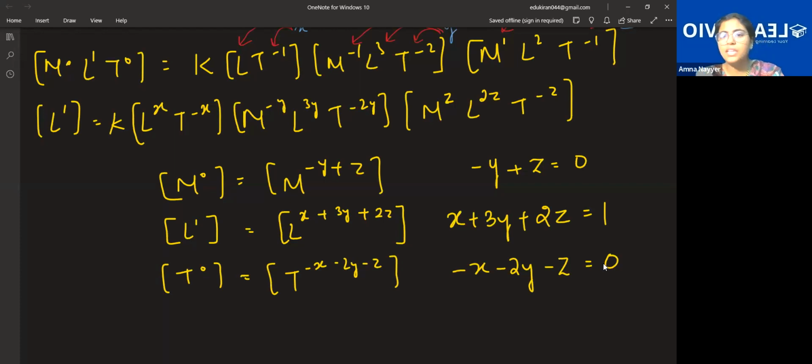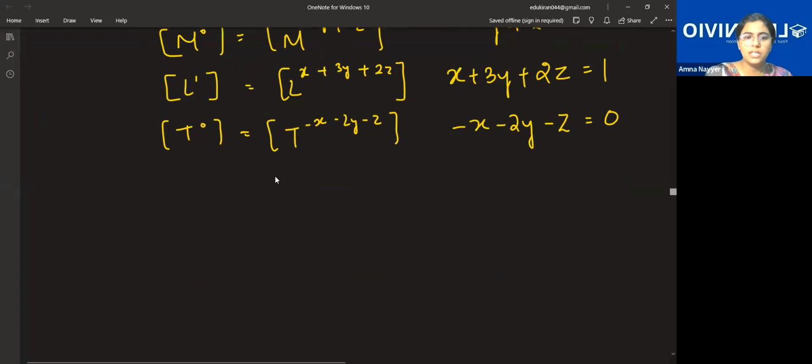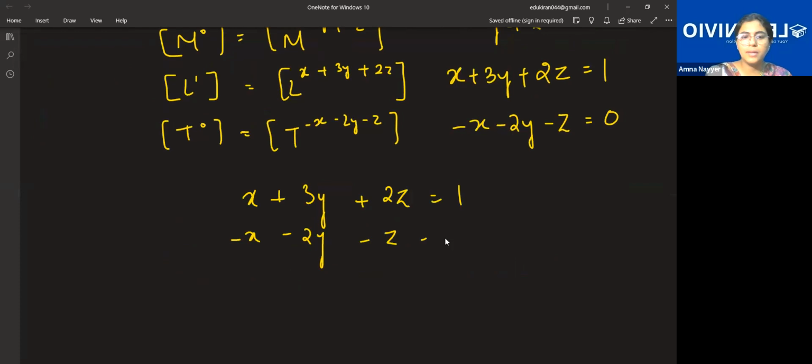So basically we have three variables, right? X, Y, and Z. And we have three equations also, 1, 2, and 3. So we'll be able to calculate. One thing you know, let us solve these two equations because X can be cancelled from here. So X plus 3y plus 2z is equal to 1, then minus x minus 2y minus z is equal to 0. See, if you add these equations, x would be cancelled. 3y minus 2y will be y.